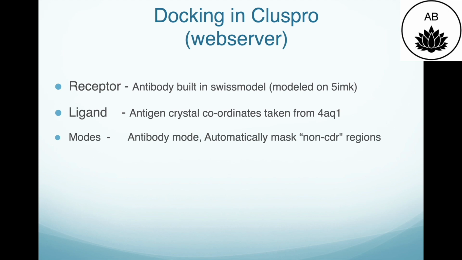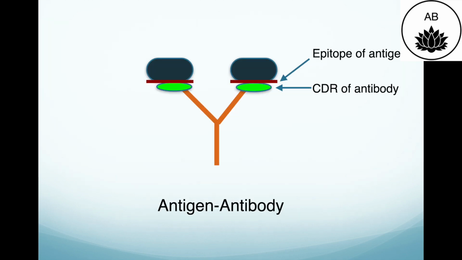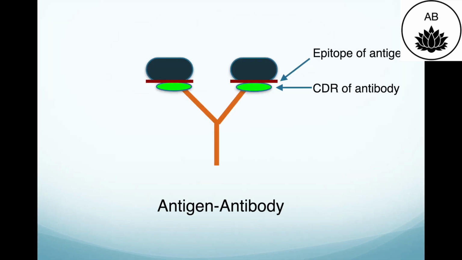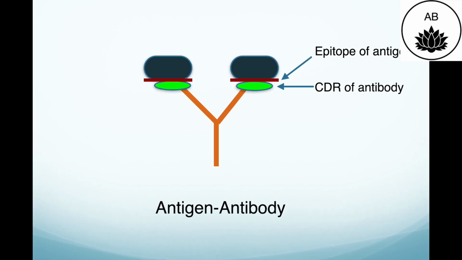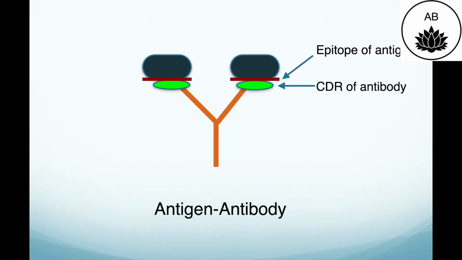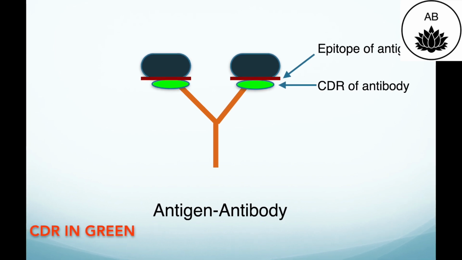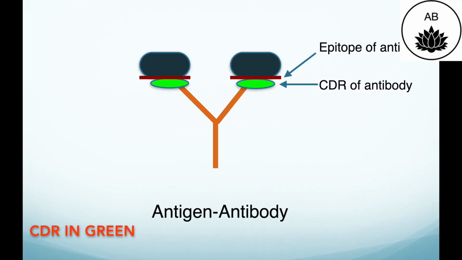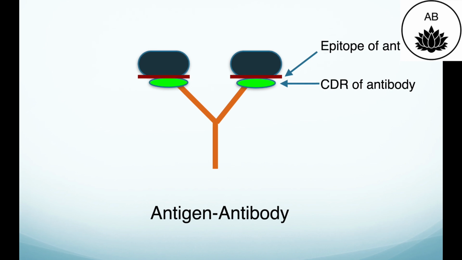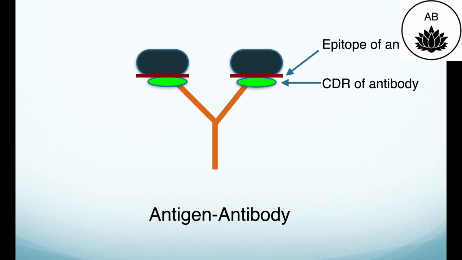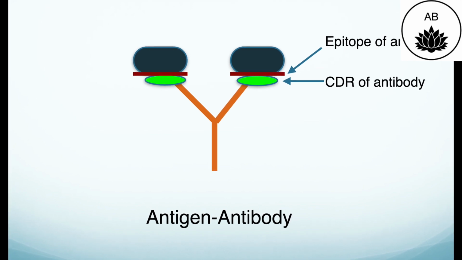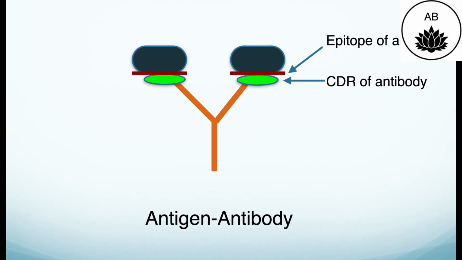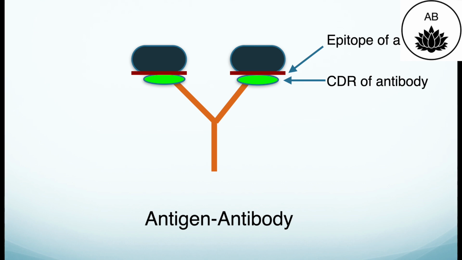Now, what are these non-CDR regions and why were they masked? Going back to the typical symbolic representation of antigen-antibody interaction, look at the antigen binding fragment of the antibody. This is the CDR, or complementarity determining region. And this is the only region that interacts or makes contact with the antigen. The rest of the structure does not. And therefore, the rest of the structure, or non-CDR regions, were masked. Only the CDR region was made available for docking.